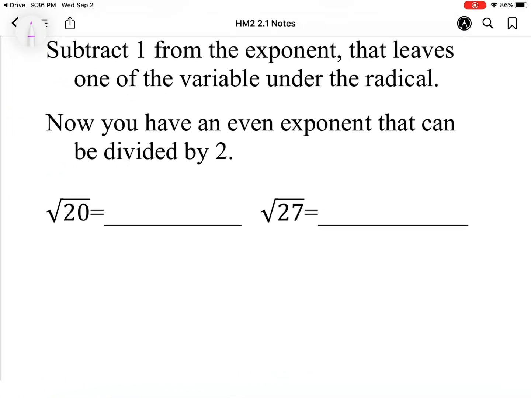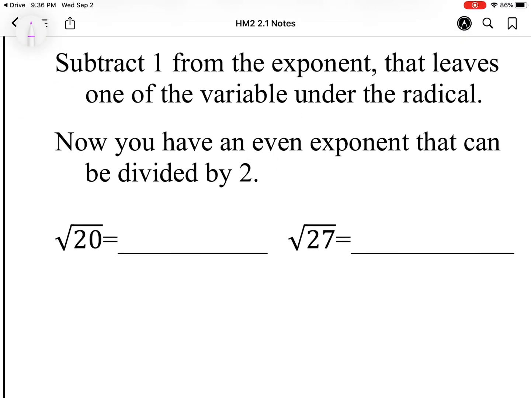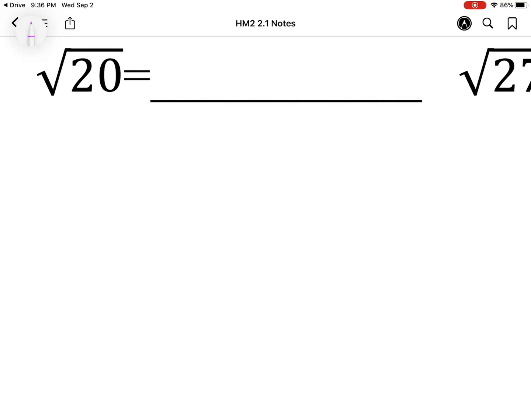So what if it's a non-perfect square? Let's look at this 20 underneath the radical. We're going to start by prime factorization. So what times what is 20? Again, you don't have to be elaborate. You can start off with just 2 and 10. You know 2 goes into it because it ends with an even number. Or think of it as you know 10 goes into it because it ends with a 0.